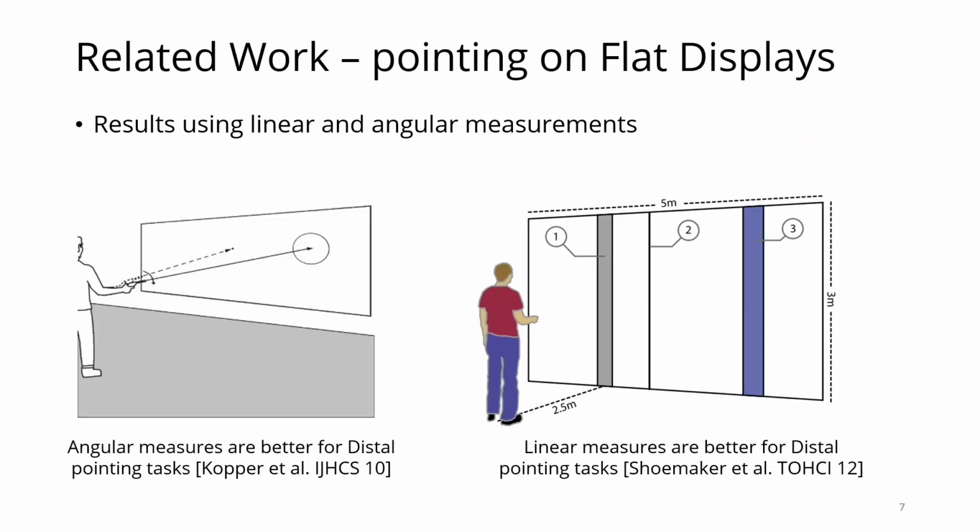For large flat displays, we see work by Copper et al. He showed that for a distal pointing task, the regular Fitts law formula does not work well, as the user can be located at different distances from the display. And they recommended to use angular measurements for both target width and target amplitude. However, Shoemaker et al. showed that linear measurements can model task performance better than angular measurements, and they used the two-part Fitts law formula variation.